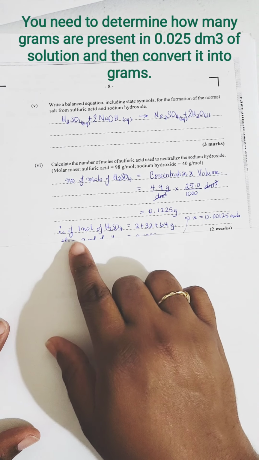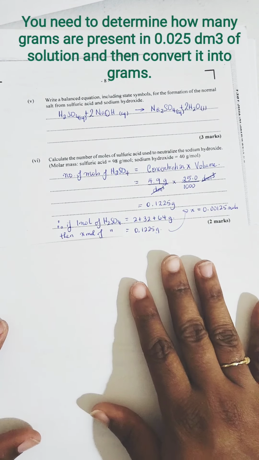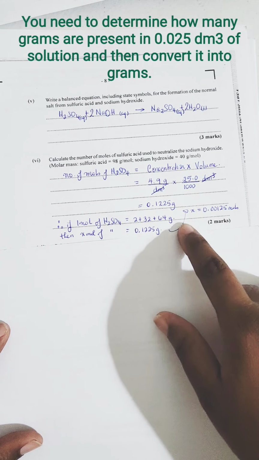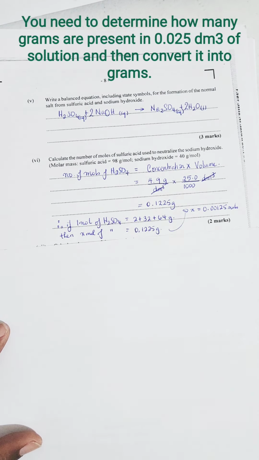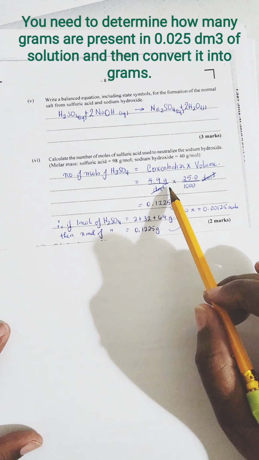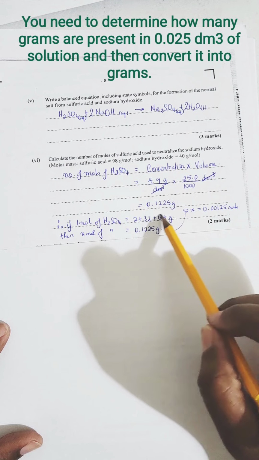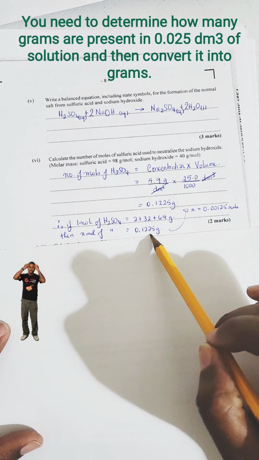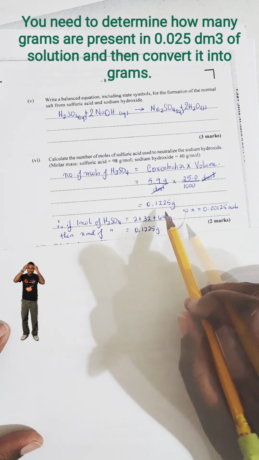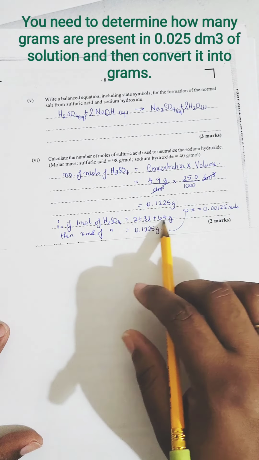And I said if 1 mole of H2SO4 has this mass, then X moles will have this amount of mass, right? And I worked it out, I just cross multiply. Basically, to find out how much mass I had to deal with, I wanted to convert the grams per dm cube to moles. And so I would equate and say, well, 1 mole of H2SO4 will give you this amount of mass.